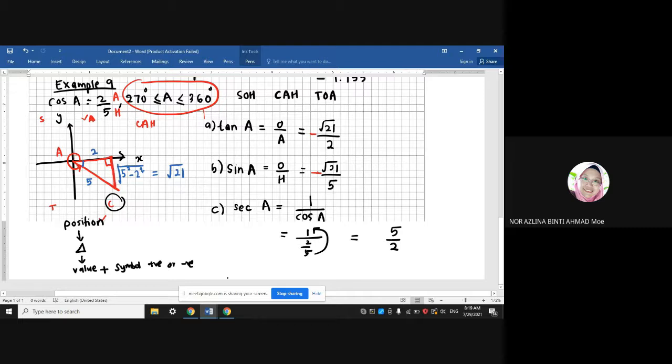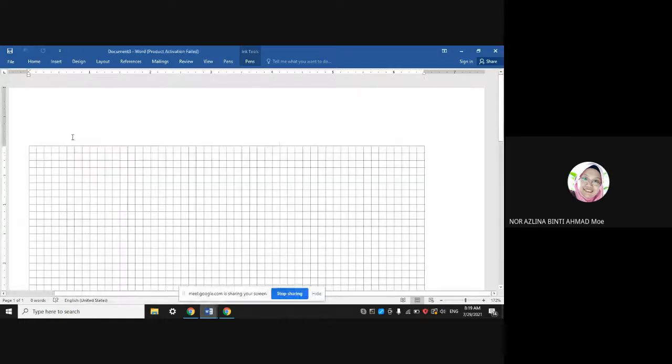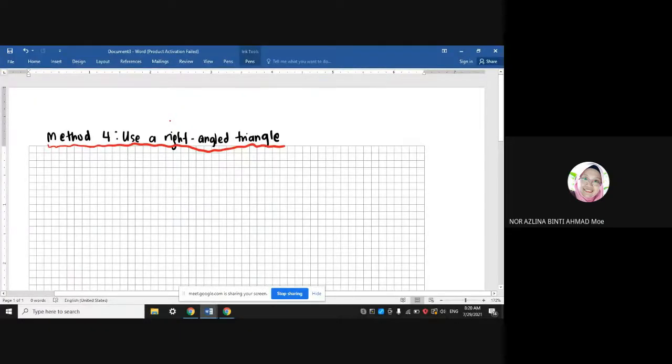Okay, I hope you can understand this method number 3. Next, the last method. Method number 4. Okay, we have 4 methods. So this is method number 4. Method number 4, use a right angle triangle.